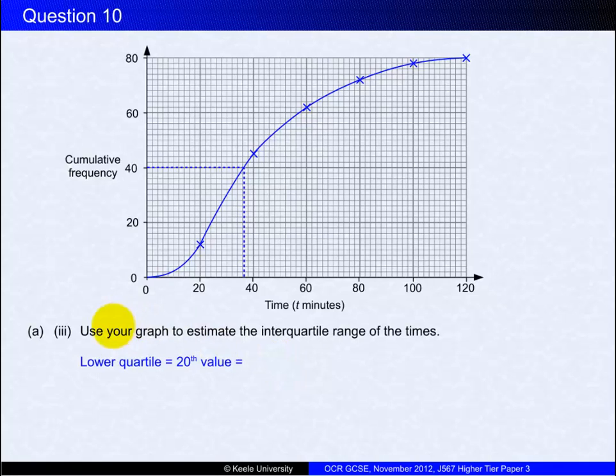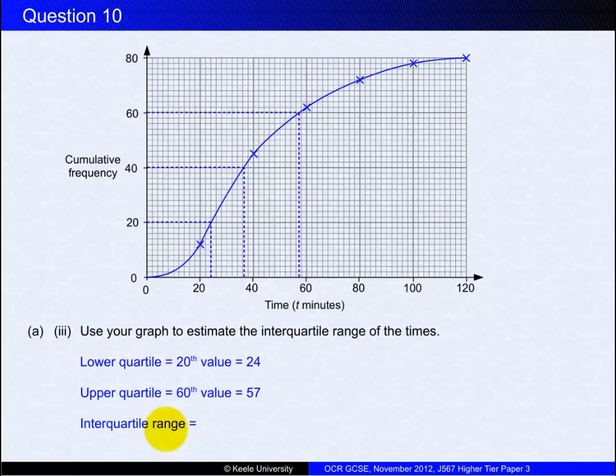Part 3. Use your graph to estimate the interquartile range of the times. Well, the median's the 40th value, the lower quartile will be the 20th value. So we draw a line across, a line down, and this is 20 plus 2 little squares, so it's 24 minutes. The upper quartile, that will be 3 times 20, that will be the 60th value. Line across, line down, and we're 1.5 little squares below 60, so that's about 57 minutes.